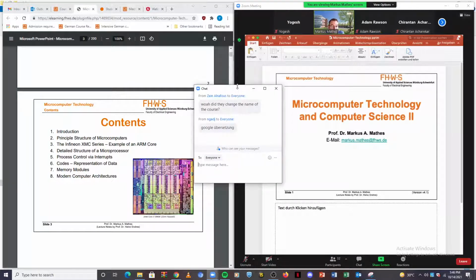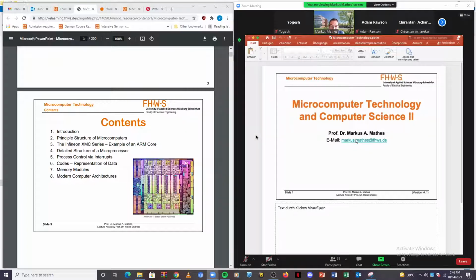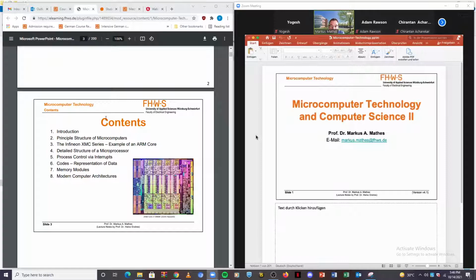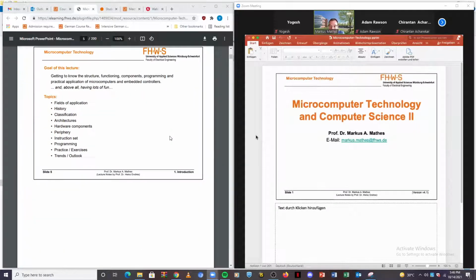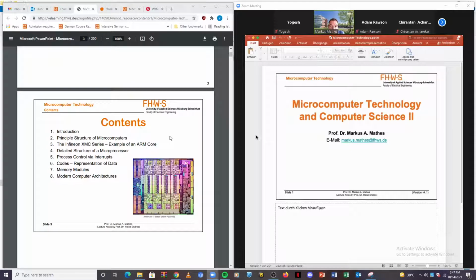Google Übersetzung, right? To be honest, we have a translation service, but the translation service of course did not check curriculum or organizational things. It simply does a plain translation, and then it's up to us as lecturers and to students to fix the points that are not correct. So you are in the right class, microcomputer technology, microcomputer systems.